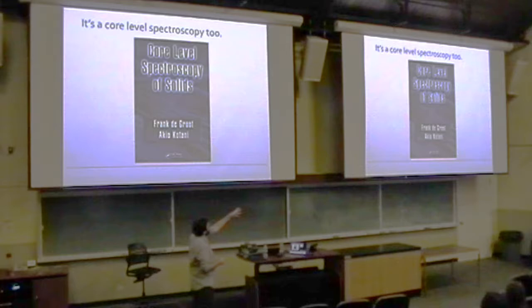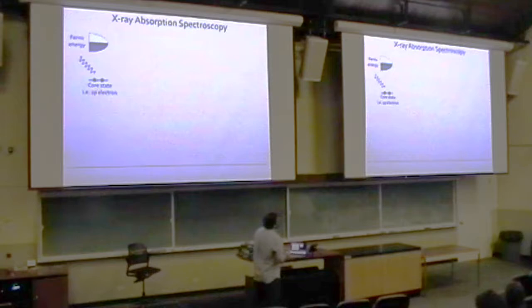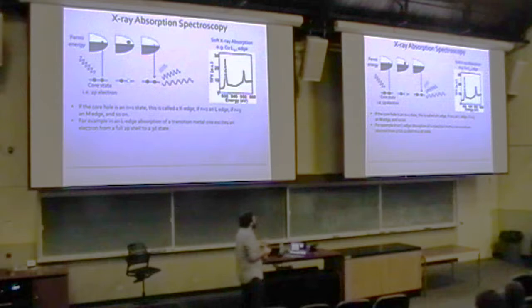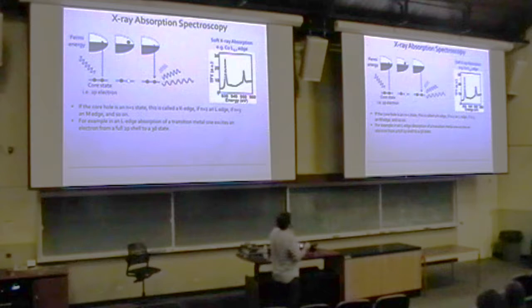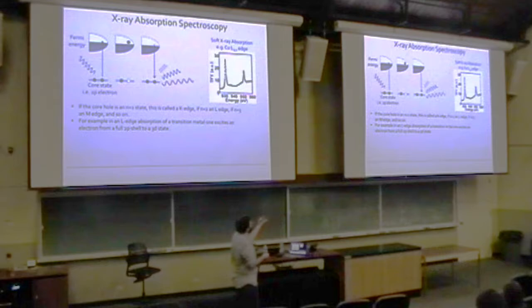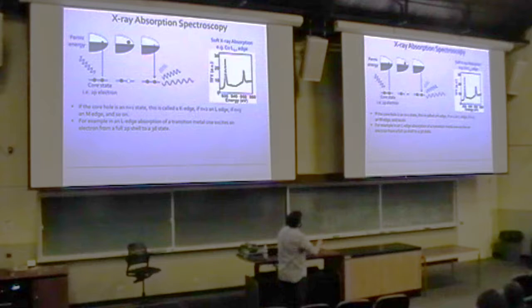So this is just to mention that we have to be careful if we are going into resonances that are not simple. Copper L3 happens to be an easy one. The way these resonances are indexed is that if your initial state is an n equals 1 state, that's a K edge. If your initial state is an n equals 2 state, that's an L edge. If it's n equals 3, an M edge, and so on.